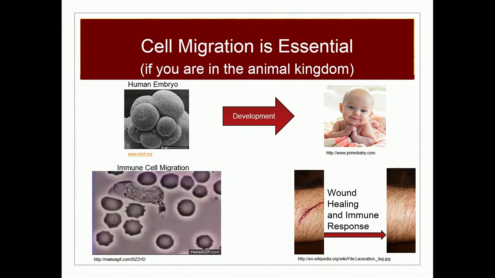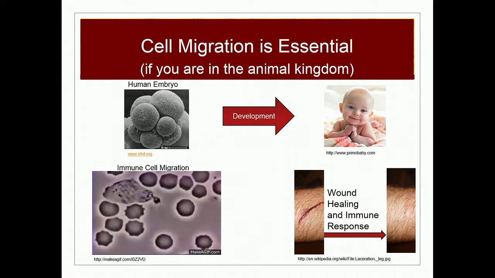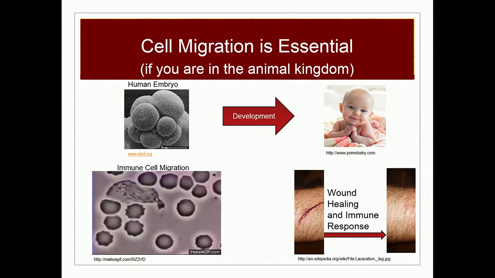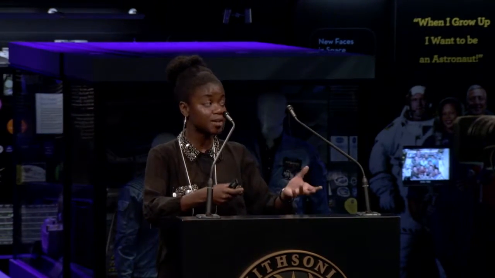In addition, white blood cells that fight infection also have to be able to migrate in order to actually capture bacteria and other foreign bodies and engulf them. Also, cell migration is important in wound healing and immune response. So during wound healing, cells have to be able to invade the wound for the wound to actually heal. So that occurs via cell migration.